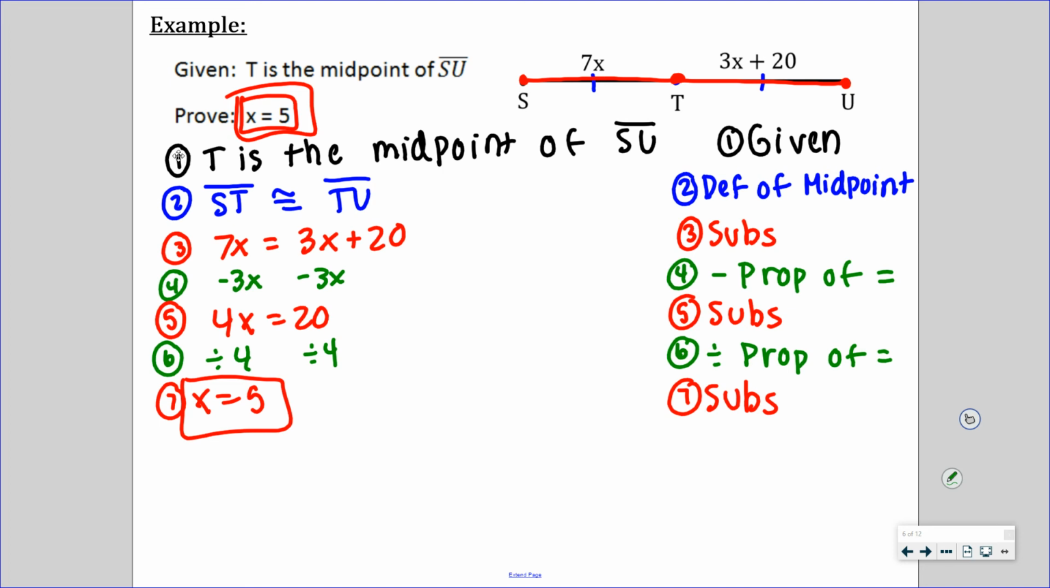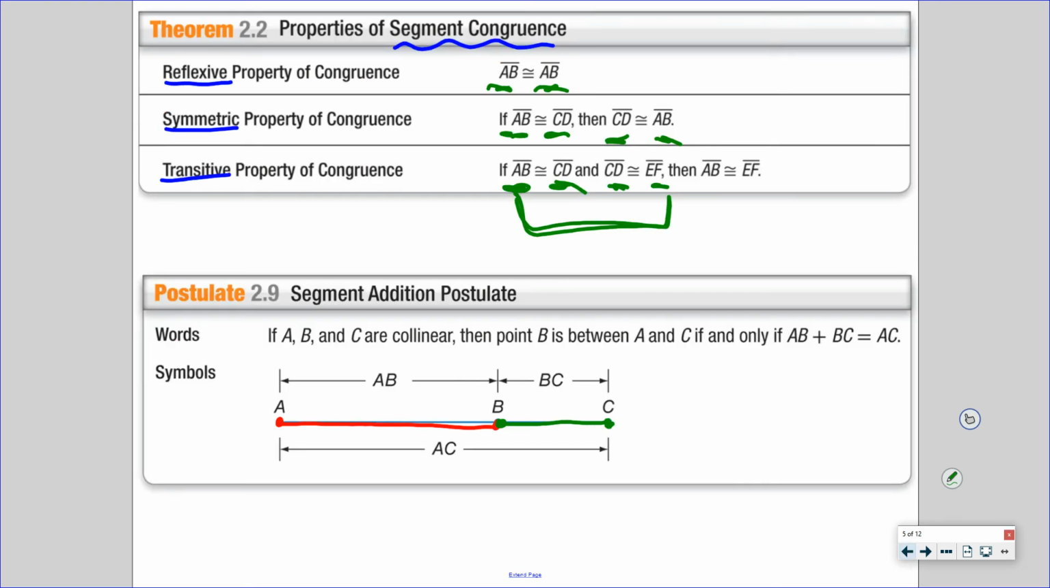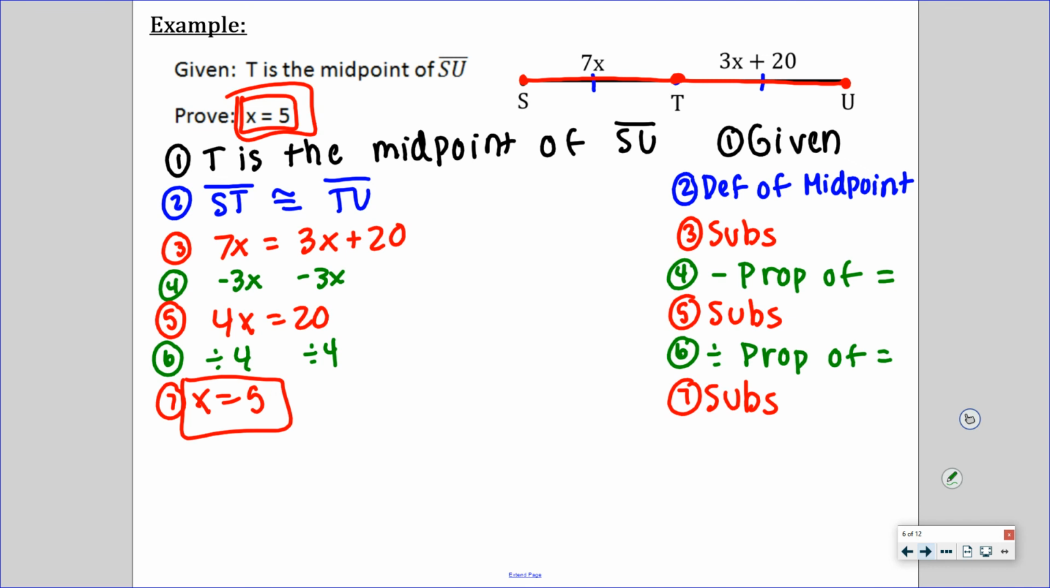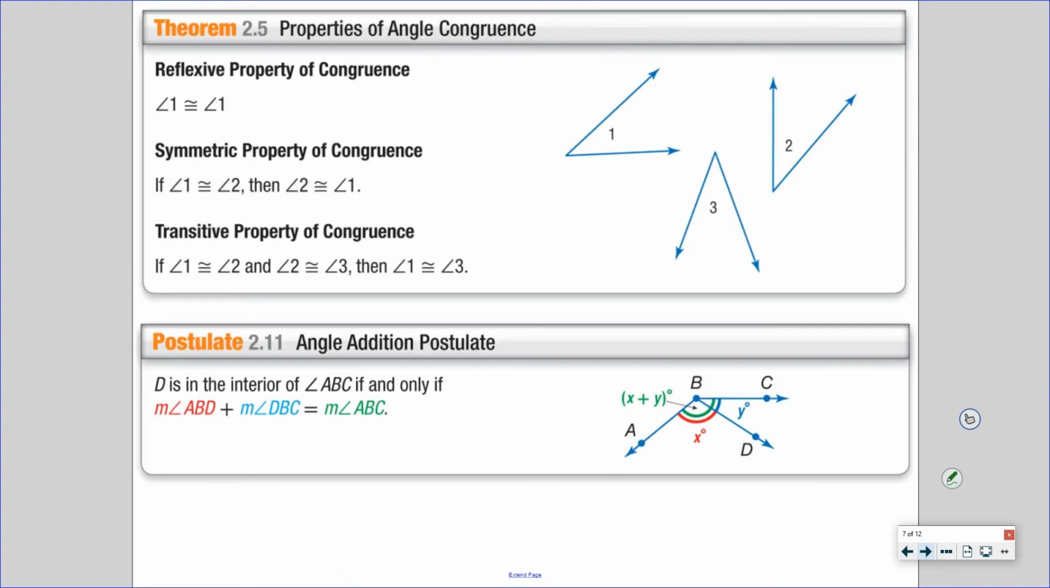Okay. So some other examples they might ask: maybe you're not given the midpoint, but maybe you're just given that point T is in between S and U, and then you could just use the angle, not the angle, sorry, the segment. We're going to do angles next. The segment addition postulate, that this plus this would be the whole thing. Okay, but that's all 2.7 is, segment relationships. Okay. 2.8 is angle relationships.